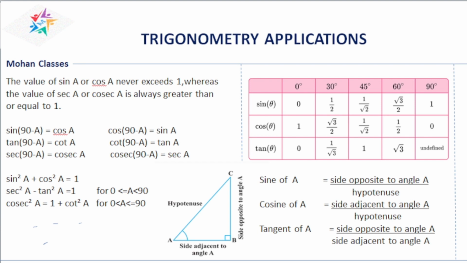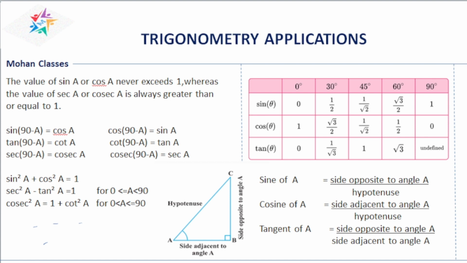So here sin 90 minus A is equal to cos A, cos 90 minus A is equal to sin A, tan 90 minus A is equal to cot A. In the first quadrant, all ratios will be positive. Here sin 90 minus A will become cos, cos 90 minus A will become sin, tan 90 minus A will become cot. Only the ratio gets changed: sin will become cos, cos will become sin, tan will become cot. Similarly, cot will become tan, secant will become cosecant, cosecant will become secant.